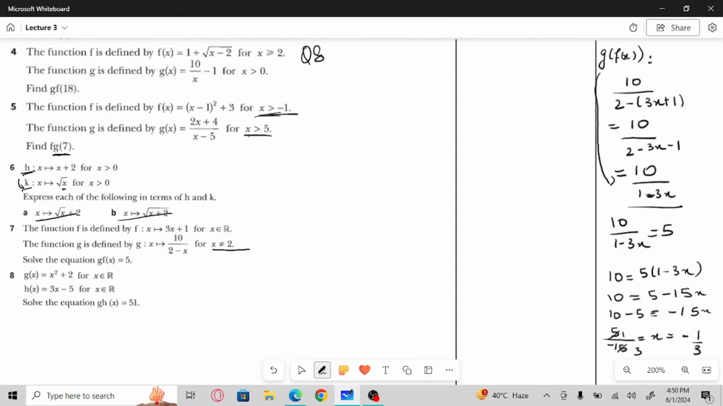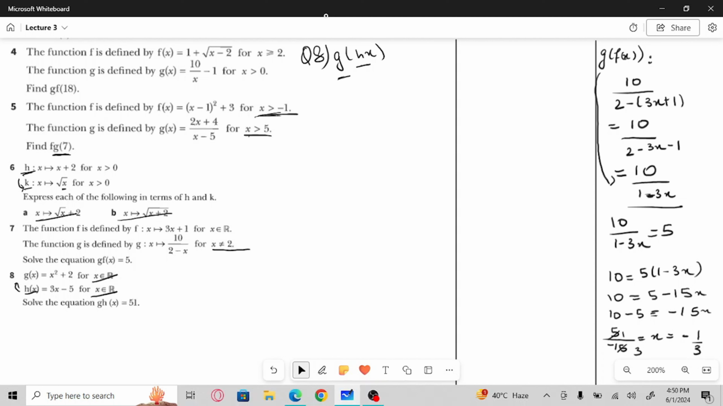will ask us: g(x) equals x squared plus 2 for x belonging to the set of real numbers, h(x) equals 3x minus 5 for x belonging to the set of real numbers, and solve the equation g(h(x)) equals 51. Sorry. So first, we have to solve the first part of the equation. Find the value of g in terms of h(x). So first, we know h(x), and now we input the value of h(x) into g(x).